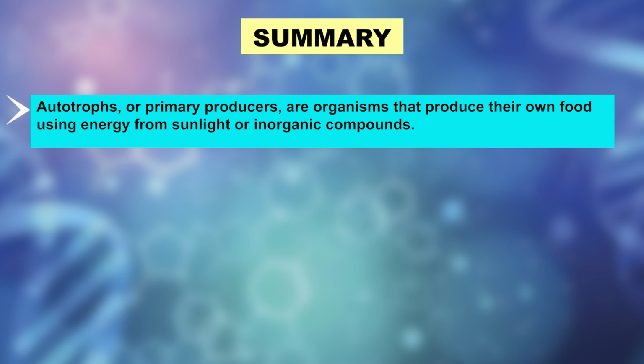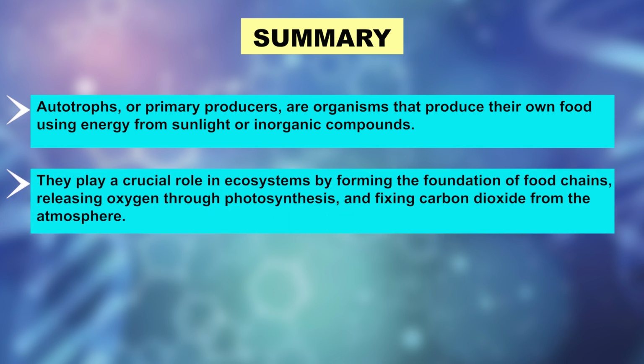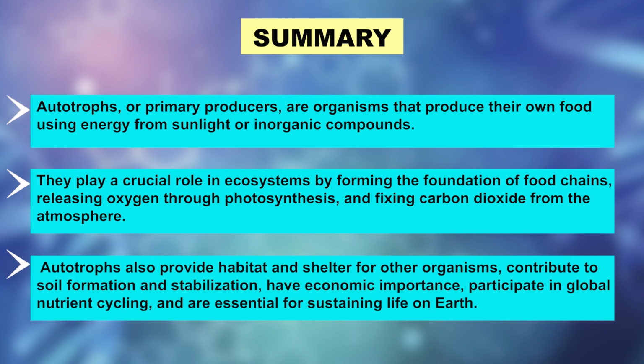In conclusion, autotrophs or primary producers are organisms that produce their own food using energy from sunlight or inorganic compounds. They play a crucial role in ecosystems by forming the foundation of food chains, releasing oxygen through photosynthesis and fixing carbon dioxide from the atmosphere. Autotrophs also provide habitat and shelter for other organisms, contributing to soil formation and stabilization. They have economic importance, they participate in global nutrient cycling and are very important for sustaining life on earth. So, with this we complete some basics of autotrophs.